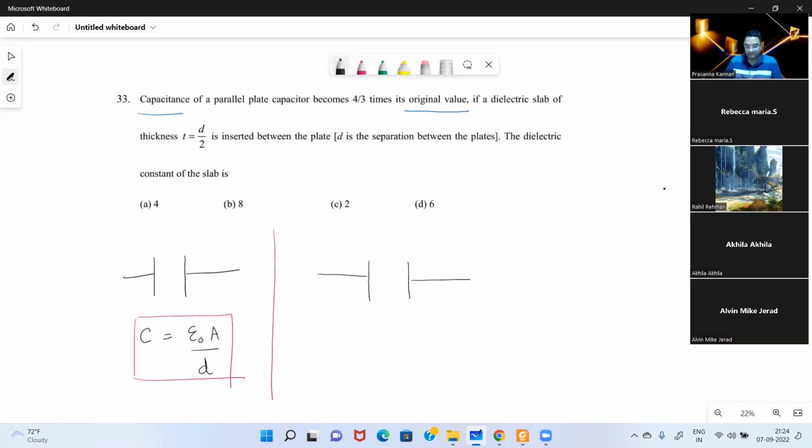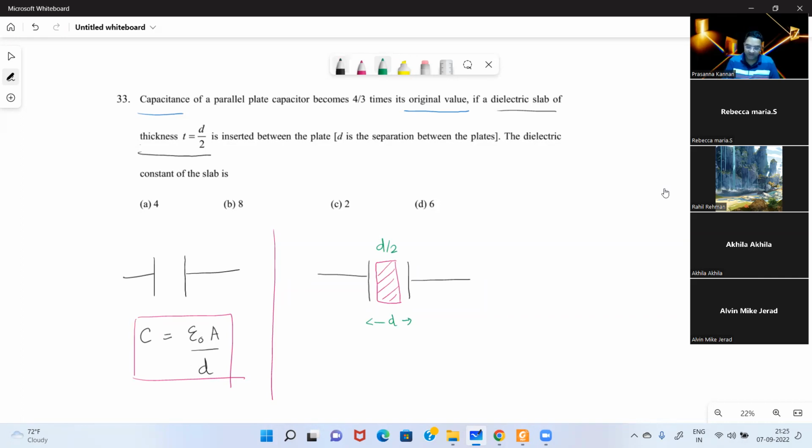You have this capacitor, but you are inserting a dielectric slab. Is the dielectric slab occupying the entire space, or only some space? What is the thickness of the dielectric slab you are inserting? Only D by 2, correct? Not D. So it will be like this. You have your dielectric slab. This is D by 2. The total distance, of course, is D, correct?